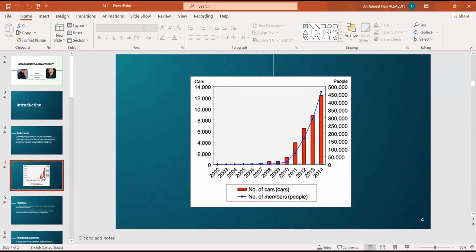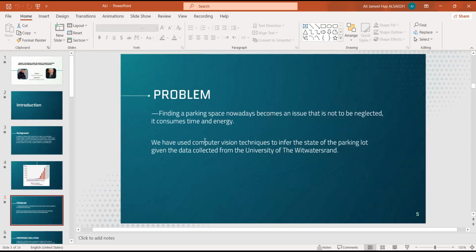Yes, the main reason I mentioned for the thesis is the movement of people from the countryside to the city. Finding a parking space nowadays has become an issue that is not to be neglected; it consumes time and energy. We have used computer vision techniques to infer the state of the parking lot given data collected from the University of Witwatersrand in South Africa.